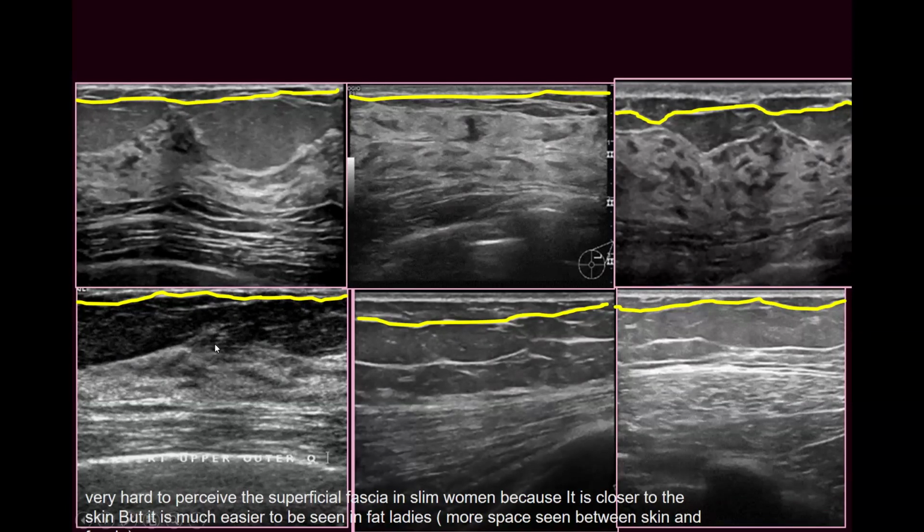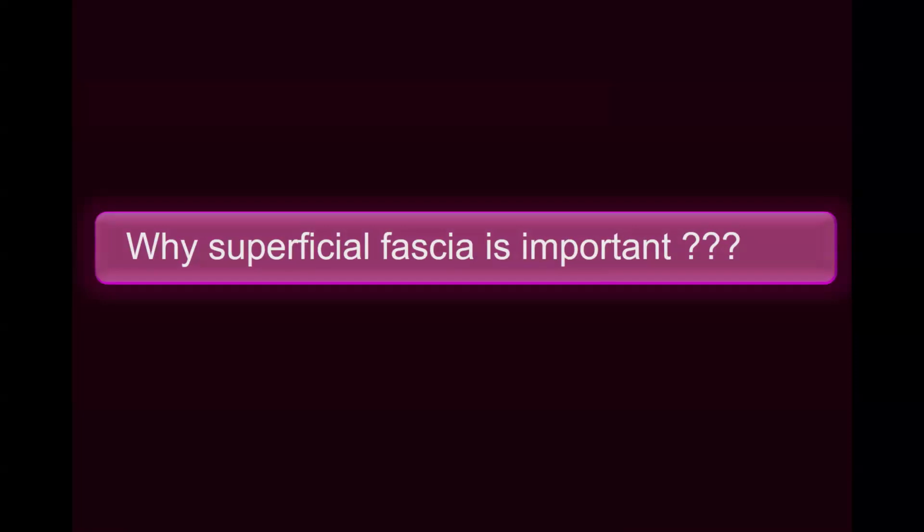And even here, this is a partially involuted breast or not a very thick layer of fibroglandular parenchyma, okay? And this is very close to the skin, while this is a little bit away from the skin. So it is related to whether the lady is skinny or fatty, you see? So to have a space between the fascia and the skin to be perceived. Okay, why is superficial fascia important? Why is it important? Okay.